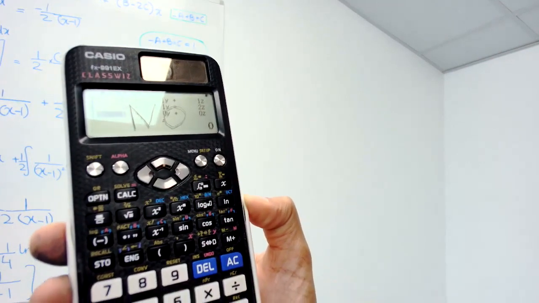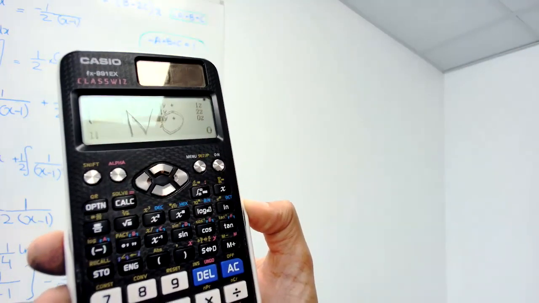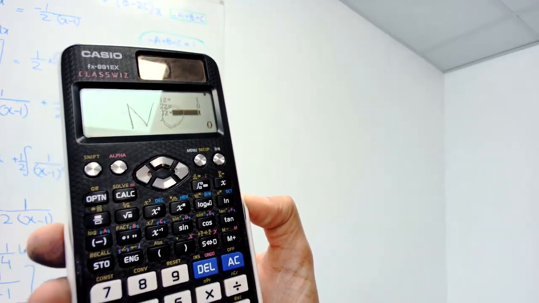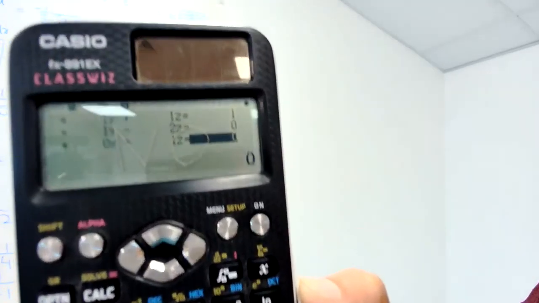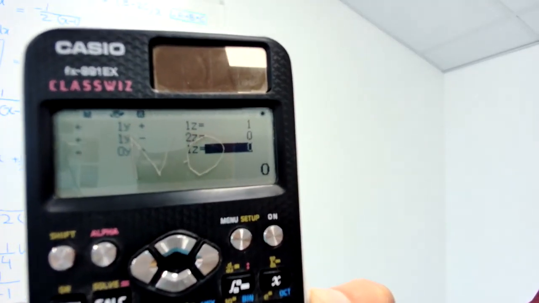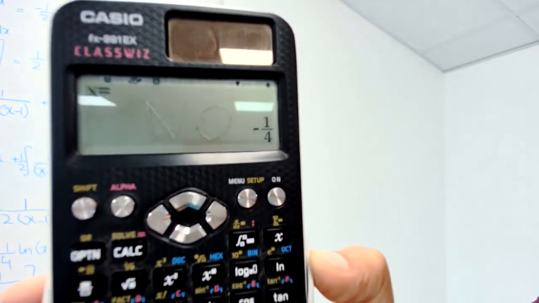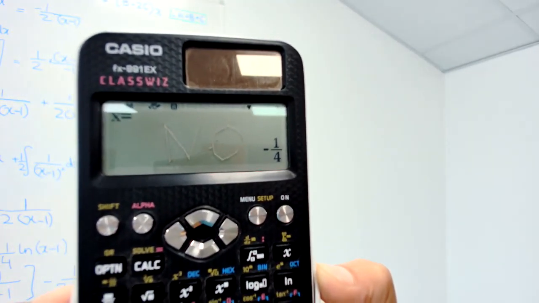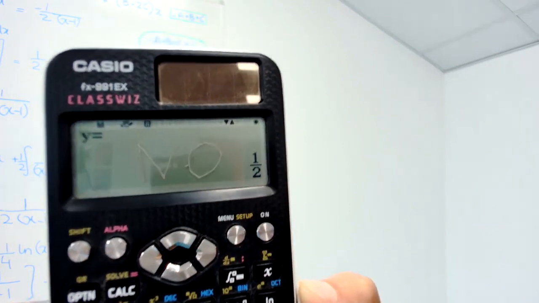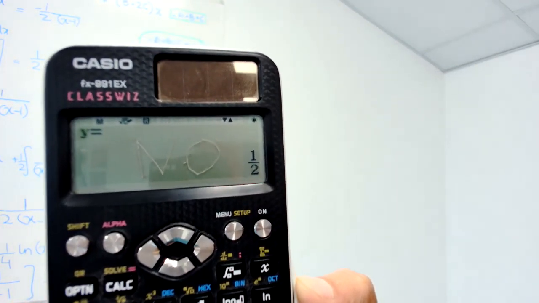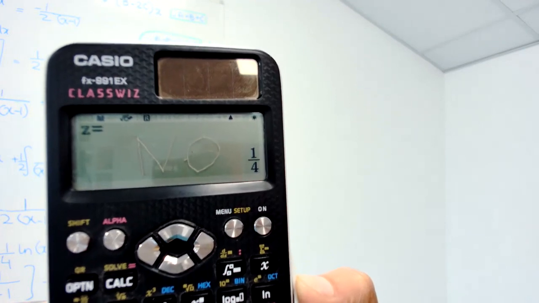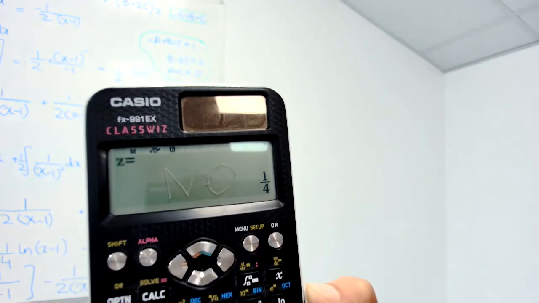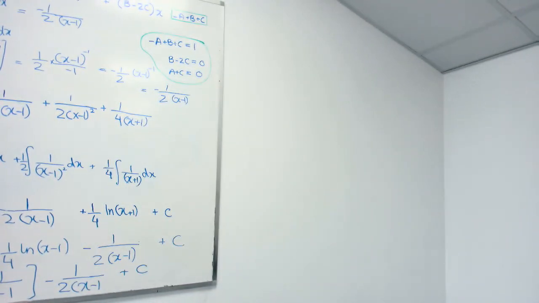The third one is A plus C. So A is 1, B is 0, C is 1, and that's 0. In the calculator, it's X, Y, Z, it is not A, B, C. Then you press equal. It gives you x equals minus 1 over 4, which is A equals minus 1 over 4. B, which is y, equals 1 over 2, and then C equals 1 over 4. So that's how I got the value of the A, B, and C. Okay.